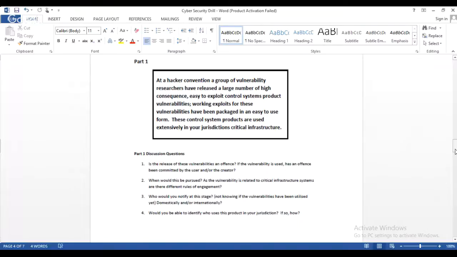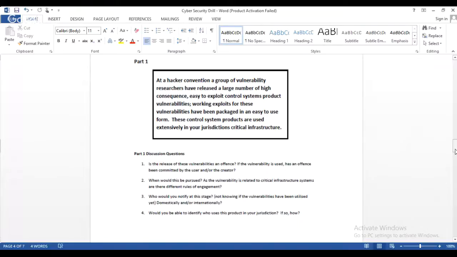Yes, Tisha. The next question is: would you notify at this stage, domestically and internationally? The answer for that is third parties: law enforcement, developers of the system, users of products.